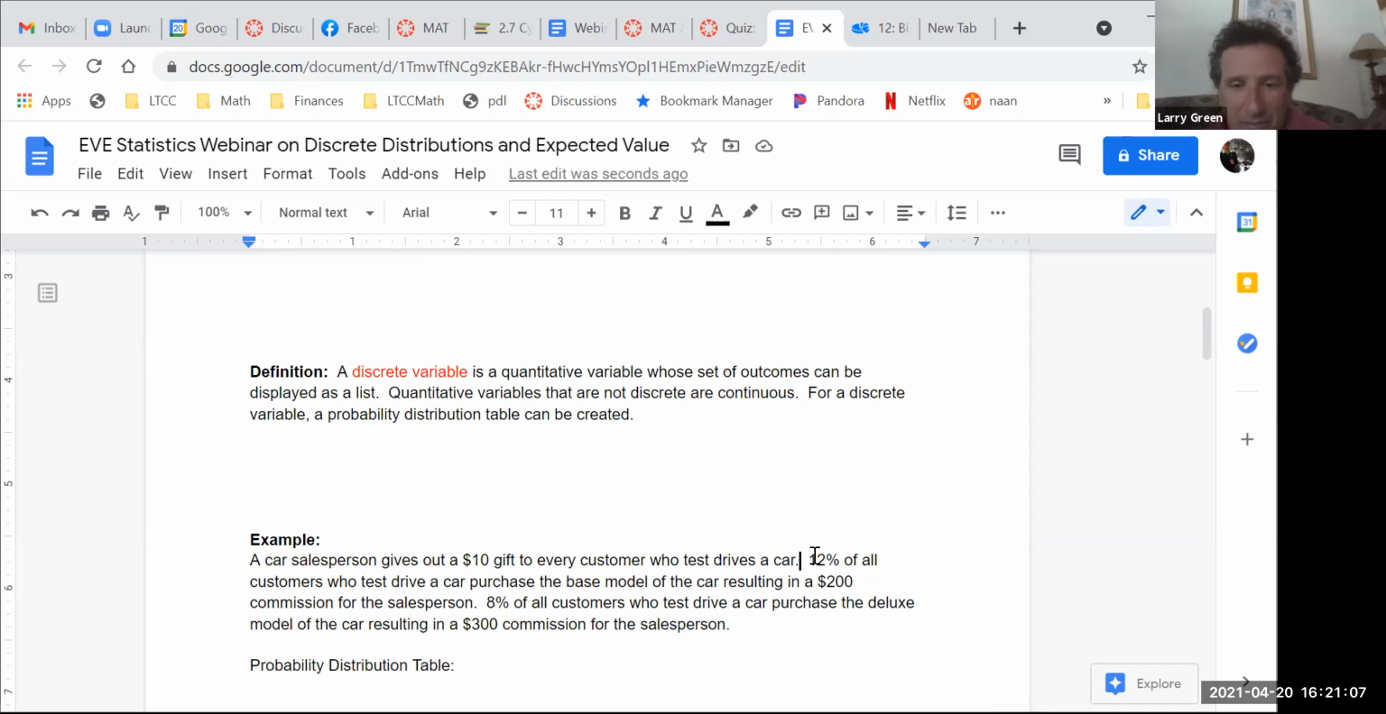Okay, common business. 12% of all customers who test drive a car purchase the base model of the car, resulting in a $200 commission for the salesperson. 8% of all customers who test drive a car purchase the deluxe model of the car, resulting in a $300 commission for the salesperson. Okay, do you understand what this is saying in terms of how the salesperson is making money? Any questions on it? Give you a second. Any questions?